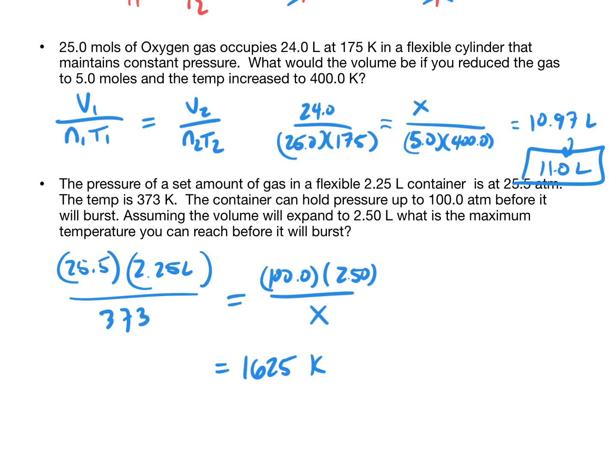1,625 Kelvin. And I want to round that answer off to only 3 significant figures. So I'm going to round it off to 1,630 Kelvin. So my temperature can get really, really high before it explodes.